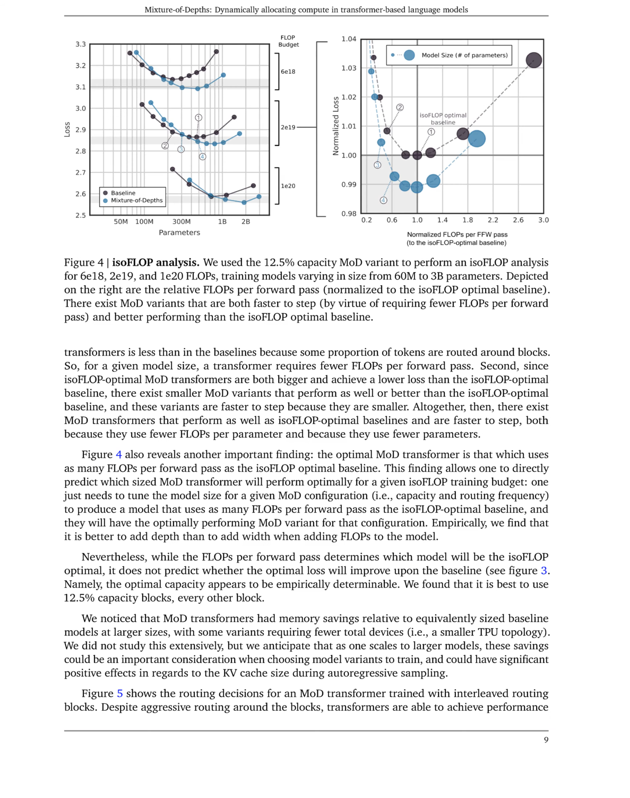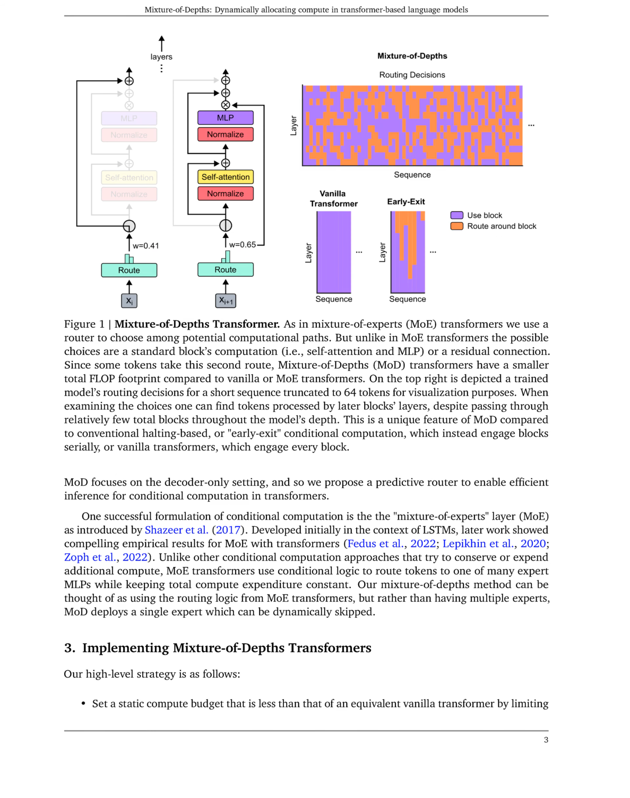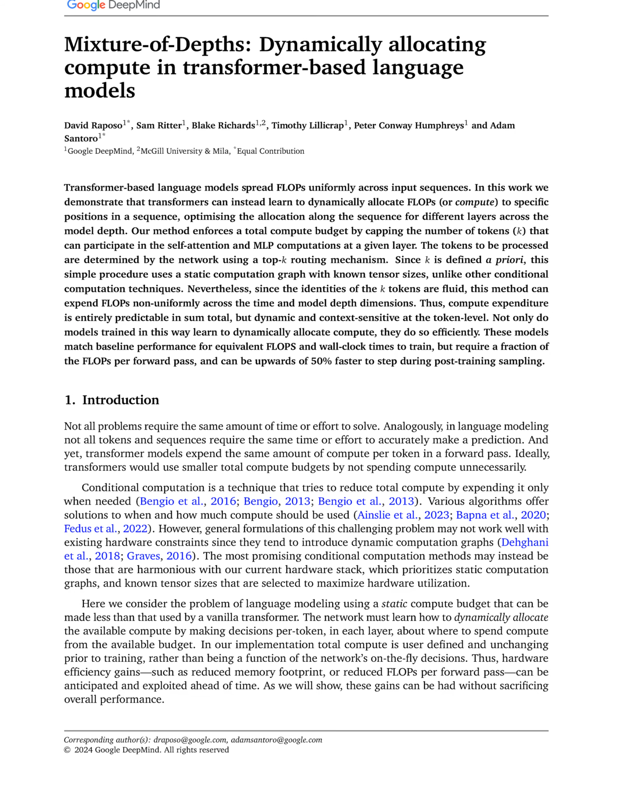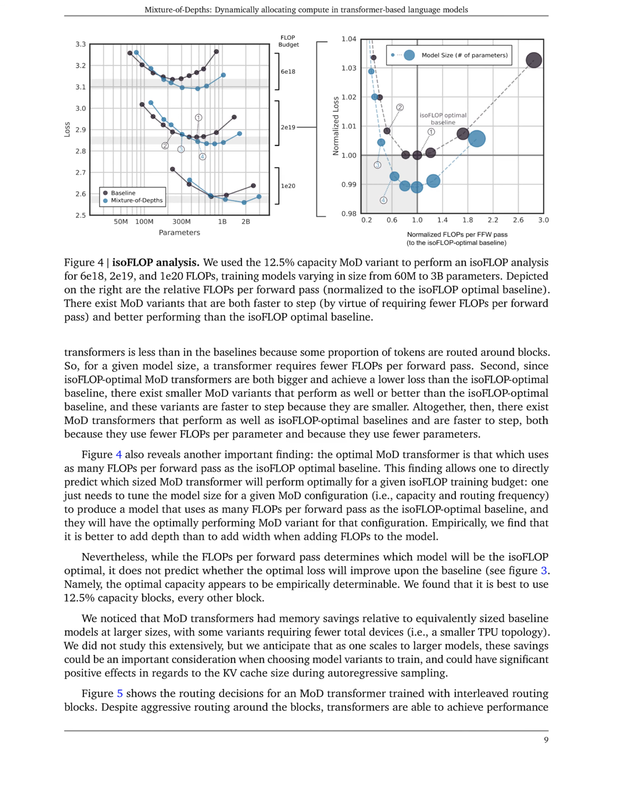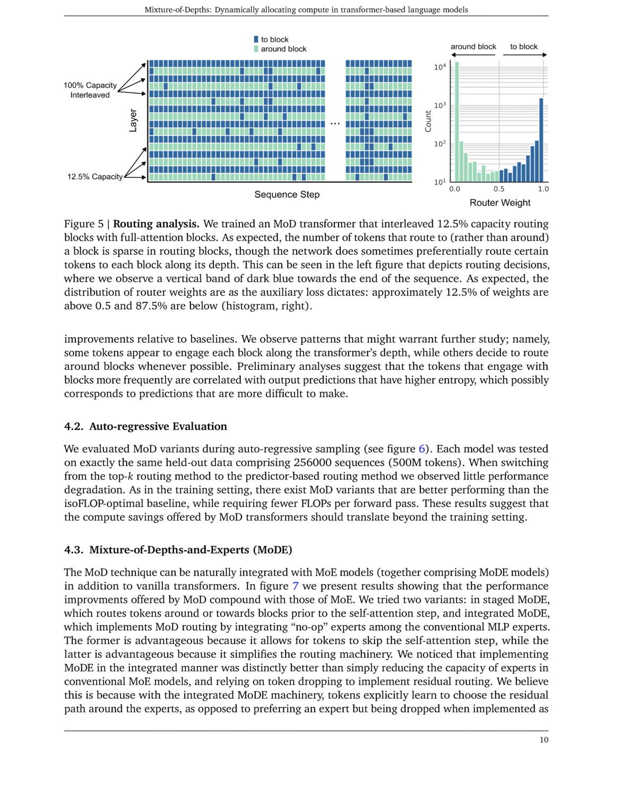6. Empirical evidence suggests that adding depth rather than width to the model is more beneficial when adding flops, and the optimal capacity for MoD transformers is determined to be 12.5% capacity blocks, every other block. 7. MoD transformers exhibit memory savings relative to equivalently sized baseline models at larger sizes, potentially requiring fewer total devices for training.